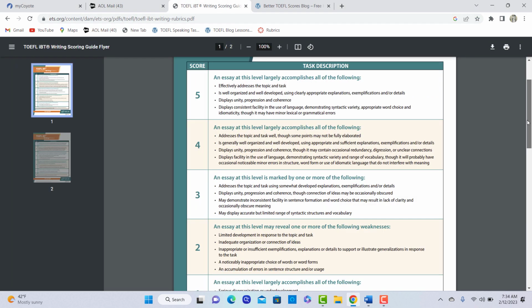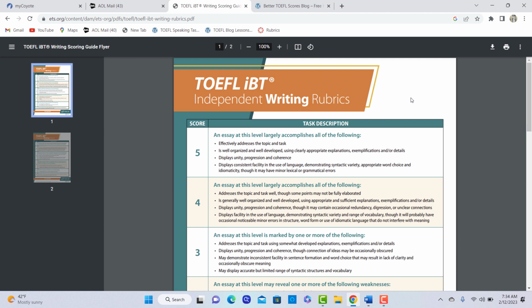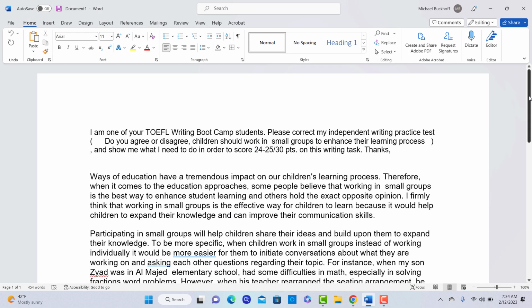I have the TOEFL iBT independent writing rubrics in front of me, and then your essay here. Let's look at what you wrote in the email.